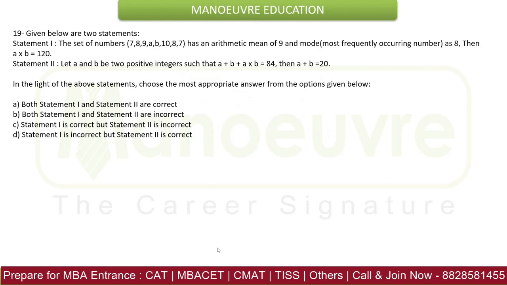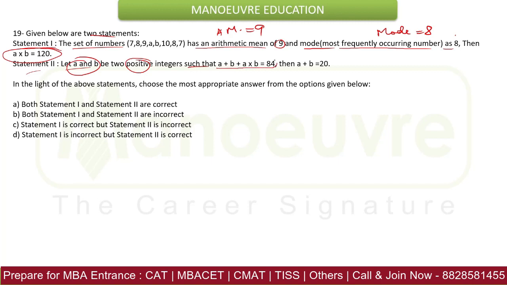Now the next one. Given below are two statements. Statement 1: a set of the given numbers has an arithmetic mean of 9. Okay, AM we have 9, and mode, which is the most frequently occurring number, as 8. Then A into B is 120. And statement 2: let A and B be two positive integers such that A plus B plus A into B is 84, then A plus B is equal to 20.